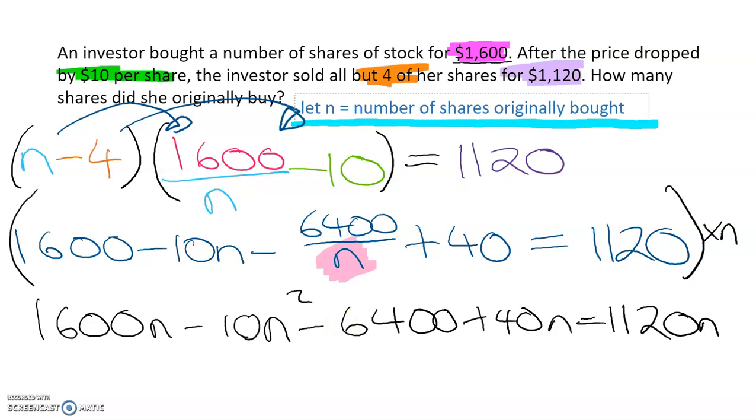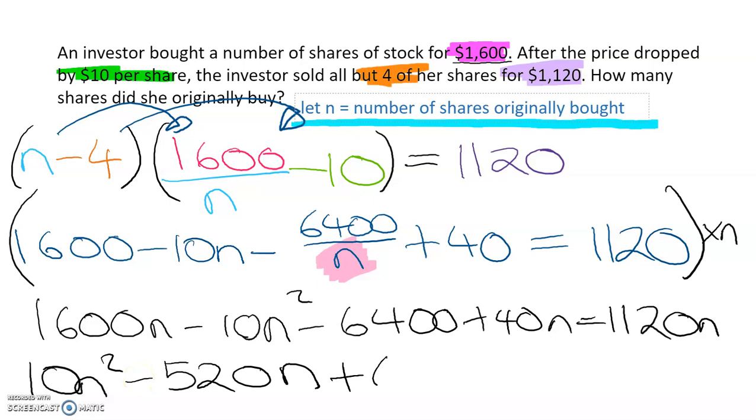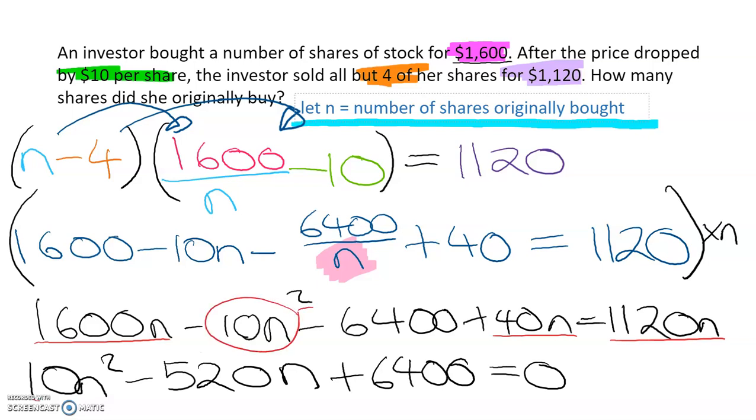So I'm going to have the 10N squared out the front, minus 520N plus 6,400 equals 0. So what I've done there is I've combined the N's together and I've put the N squared at the front because it's the highest order, and then I've multiplied everything by negative 1 to get rid of this negative here so that we have a positive N squared.